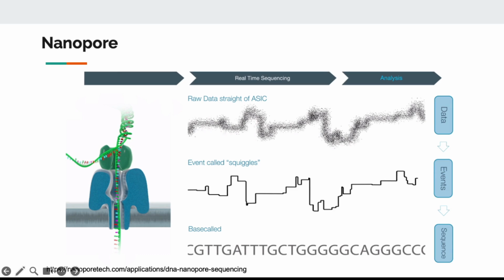This is a graph of the signal. It can be low, so it's blocked. It can be high, so the flow is good. It can be low again because it's blocked. It can be high, the flow is good. So this signal must be transformed into a nucleotide sequence. Right? So this is very cool because who would know how to transform this?